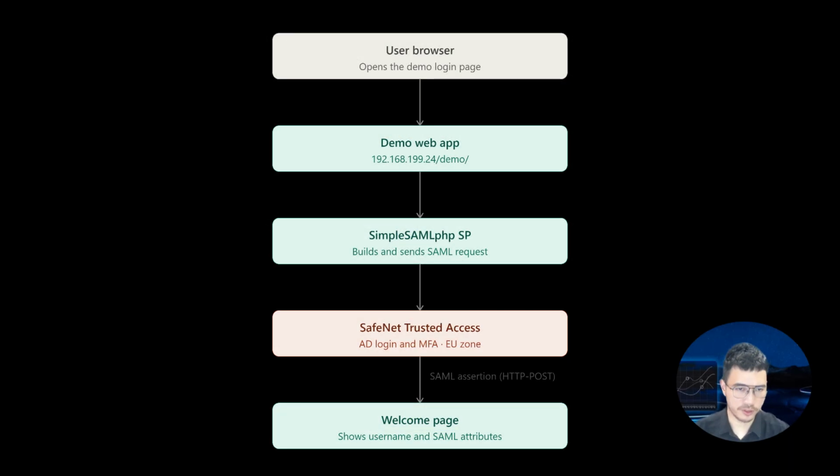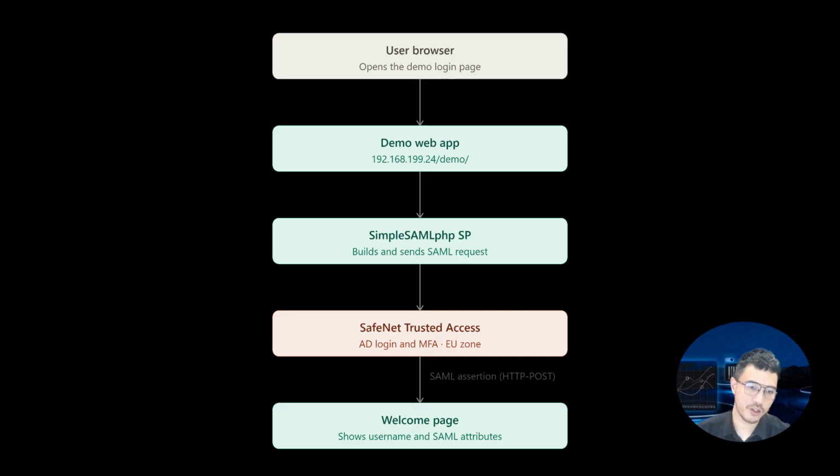Okay, so let me walk you through how SAML authentication works in this lab. First, the user opens a browser and navigates to the demo web application. And when the user accesses the application, the service provider, which is SimpleSAMLphp in this lab, generates a SAML authentication request and redirects the user to Thales STA, acting as the identity provider. And at the STA login page, the user enters their AD credentials and completes multi-factor authentication. So in this lab, I will demonstrate three authentication methods: ritual, syncs, and device-bound passkey.